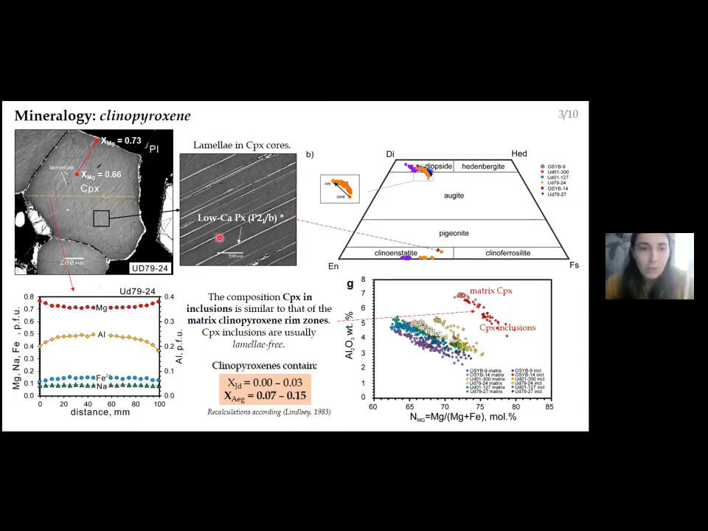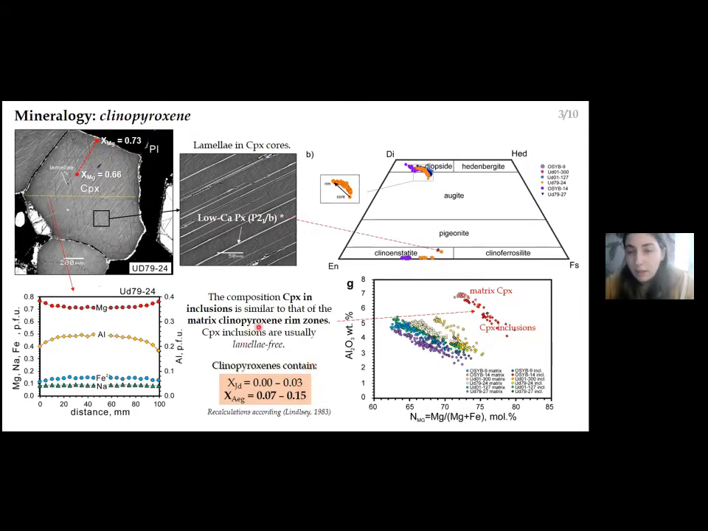As I showed you on the previous slide, clinopyroxene is zoned and contains chemically homogeneous cores with lamellae made of low-calcium pyroxene and ilmenite. Rims are narrow and show zoning with increasing magnesium number and decreasing alumina content. Also, rims are lamella-free. An interesting thing is that clinopyroxene contains a high amount of aegirine molecule, and jadeite content is up to 3 mole %.